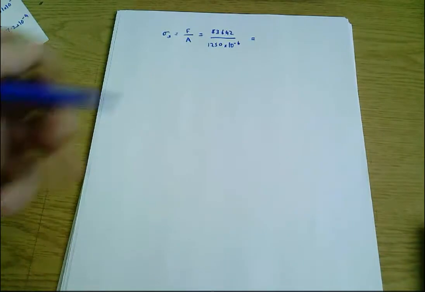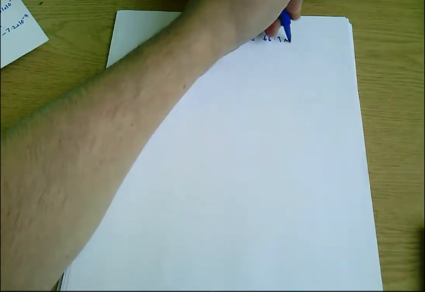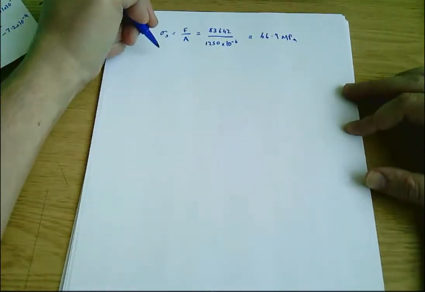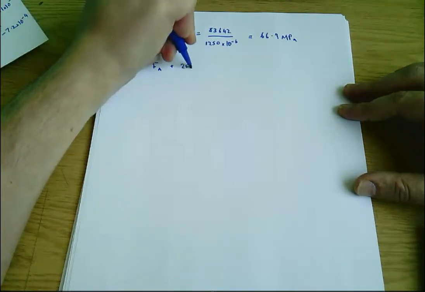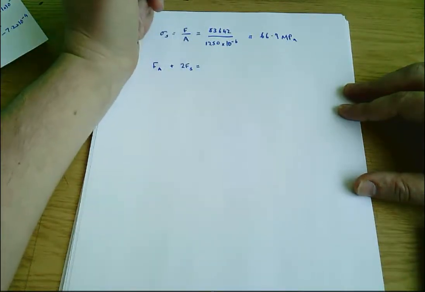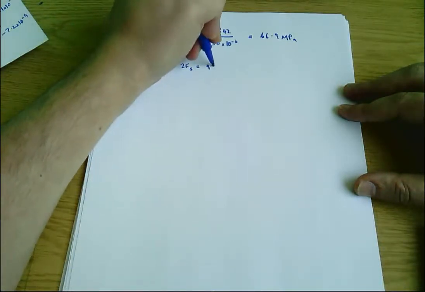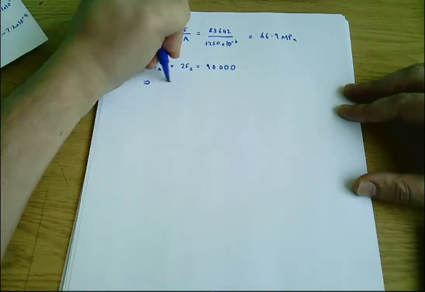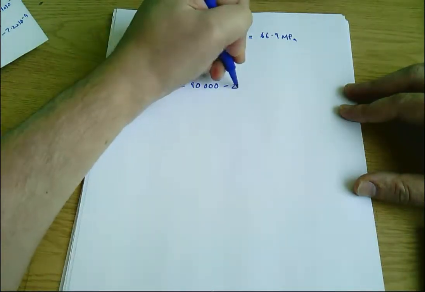Which comes out as 66.9 megapascals on my calculator. Then we go back to our equilibrium condition. Fa plus 2Fs equals 90,000. And Fa, the force in the aluminium, is 90,000 minus 2Fs.